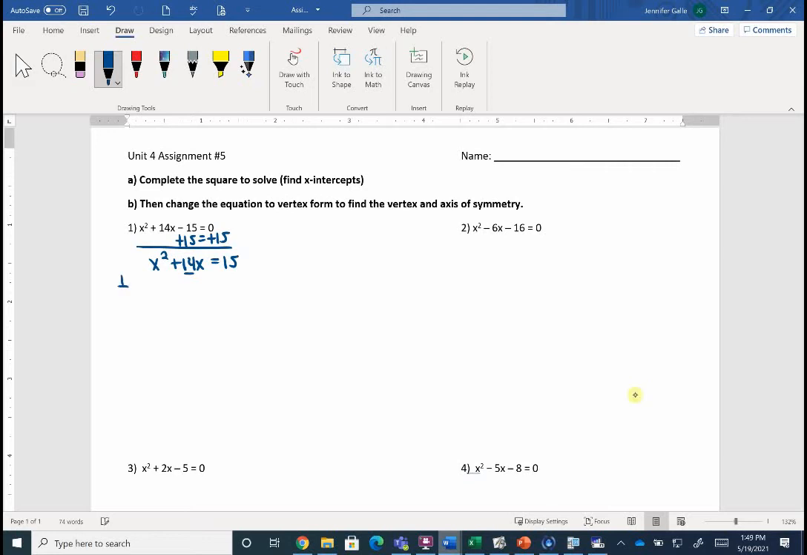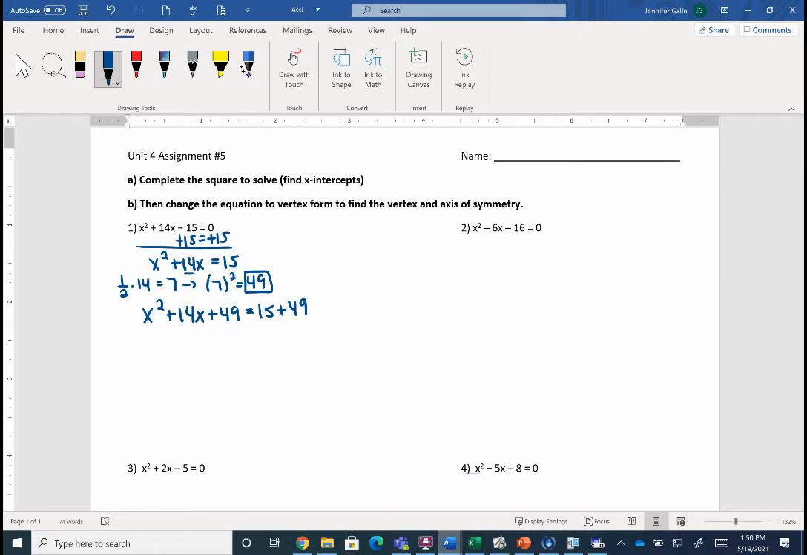So half of 14 equals 7. Then we take that 7 and we square it. We get 49. The 49 we need to add to both sides of the equation to keep it balanced. If we add the 49 to both sides, that's like the algebra tiles we needed to add in the lesson to make the square. So we added 49 to both sides of our equation.